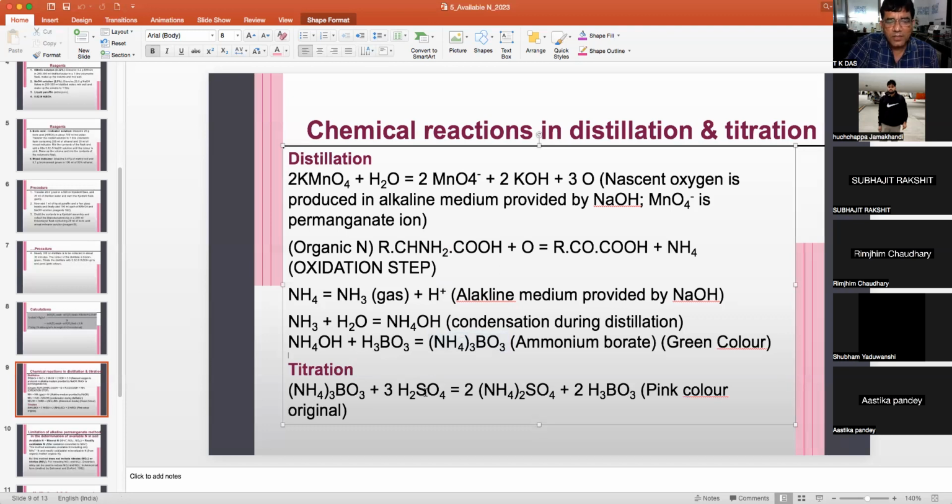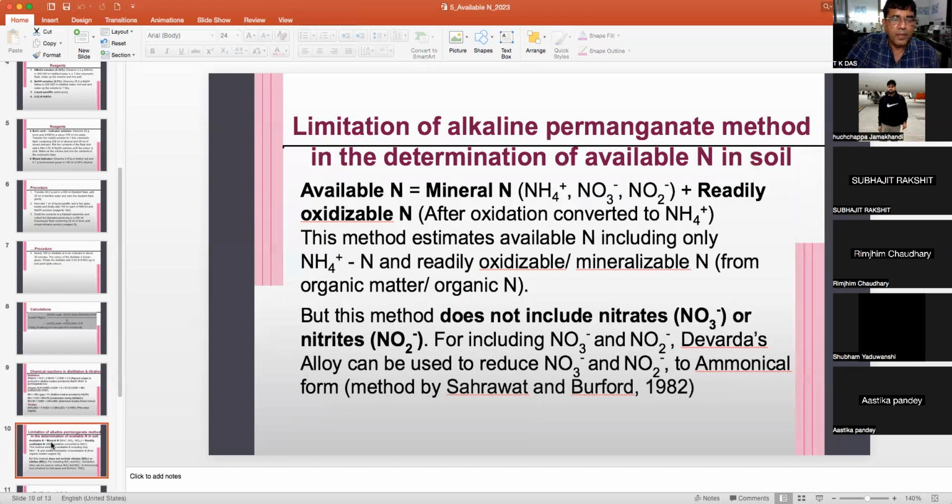Ammonium borate, sulfuric acid, or HCl, you can take HCl. If it is HCl, ammonium chloride and boric acid. So now the change of color is to pink color. The change of color follows the same pattern as in the case of total nitrogen.